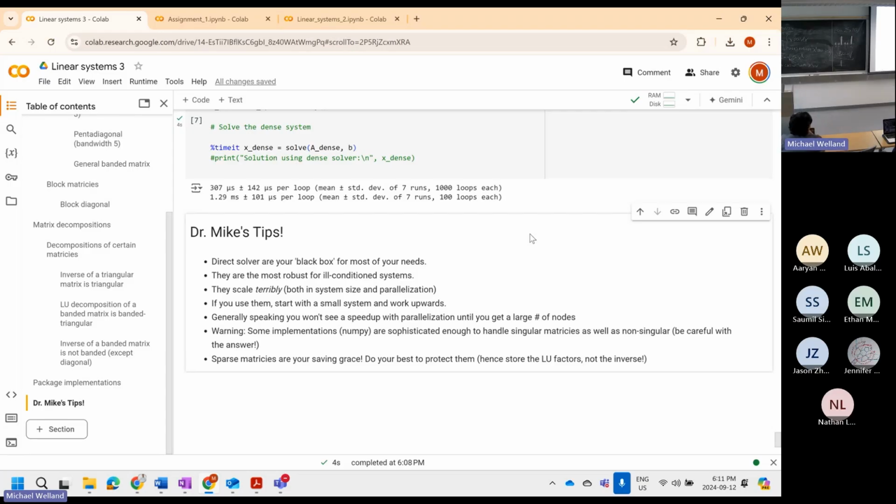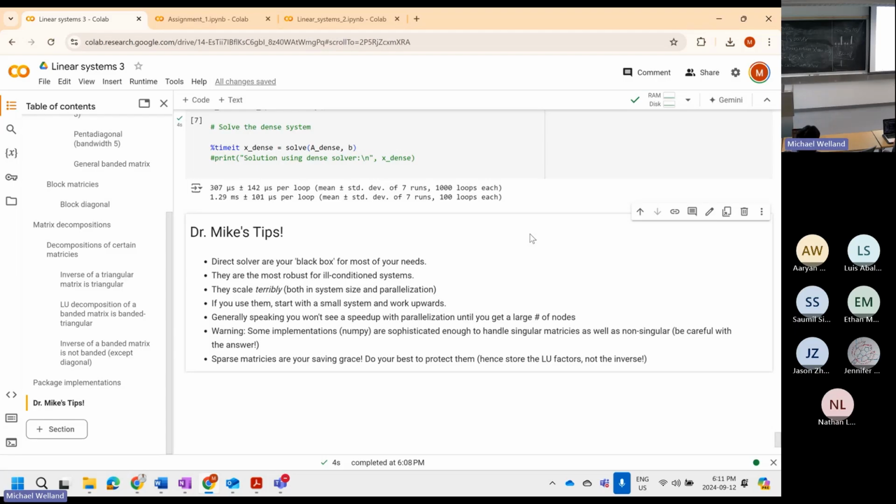If you do use them, because you will use them, do start with a small system and work your way up. I doubt we're going to get into geometric multigrid solvers. That's kind of the modern paradigm with it, and that uses a small direct solve, LU solve, right at the beginning to get everything else started, and that works really well. But it only works because you can do the small solve.